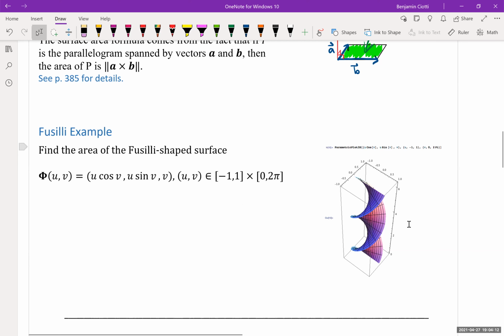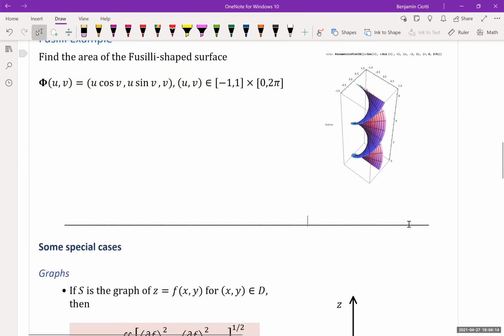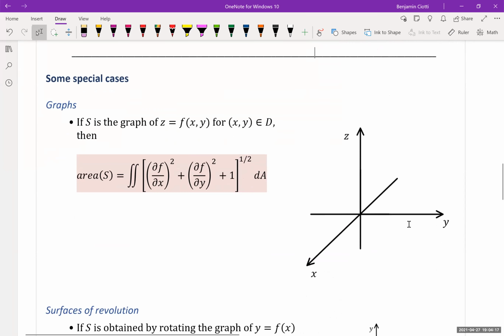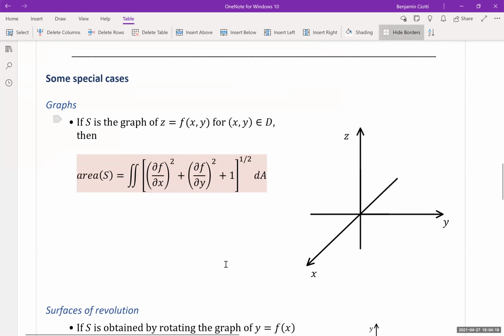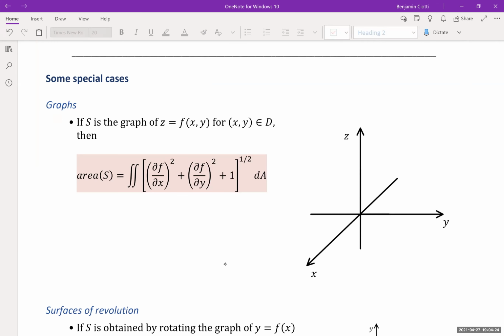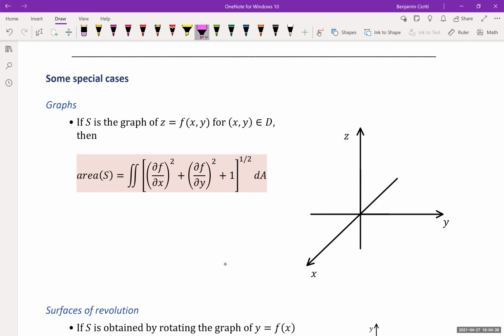Okay, so moving on now. Here's some special cases of the surface area formula. The first special case is that we have a surface that's a graph of some function of two variables. So suppose our surface is a graph, namely z is a function of x and y for x and y in some domain D. So the picture for this will look something like, so let's say here's D, lives in the xy plane.